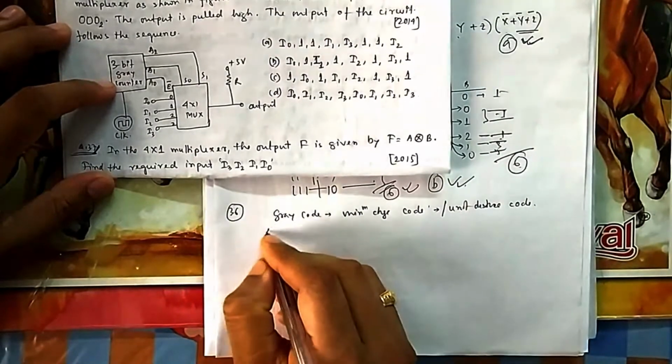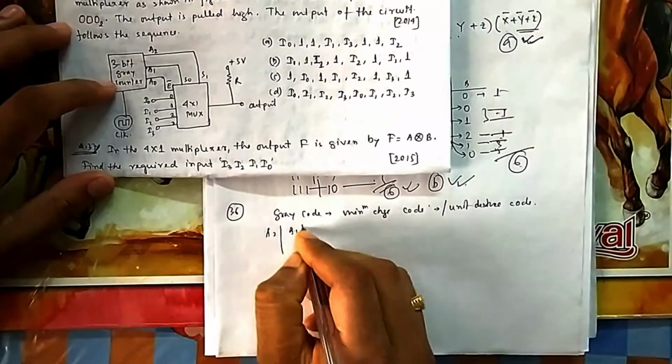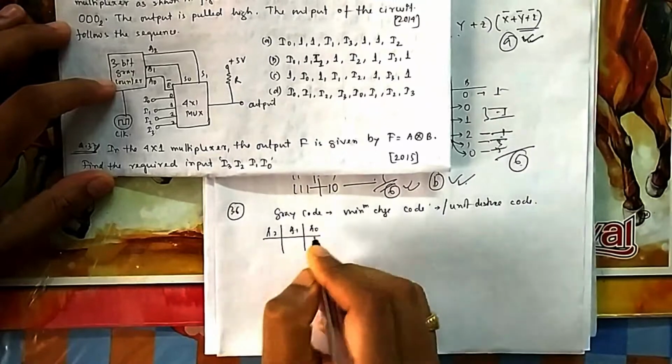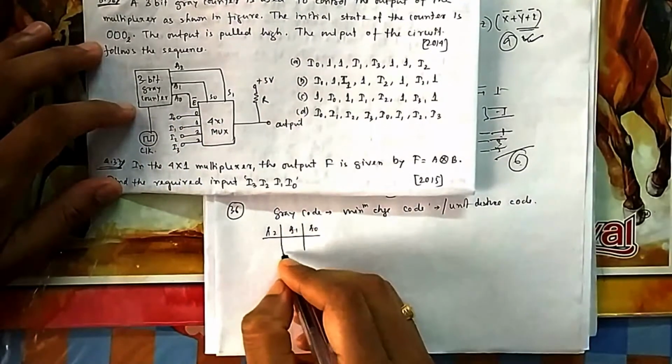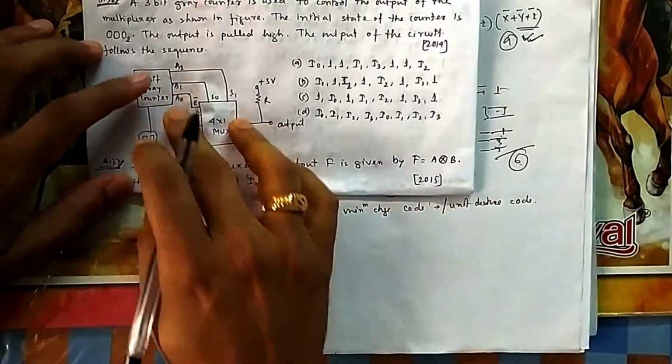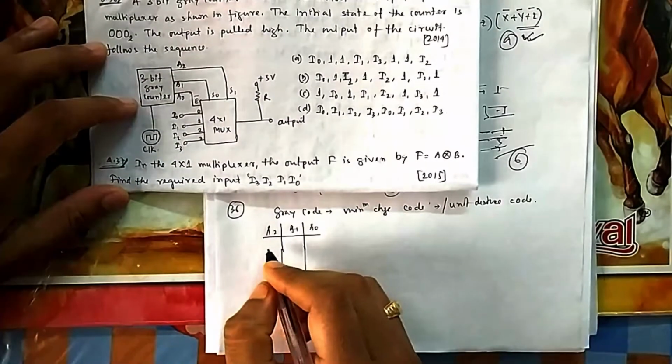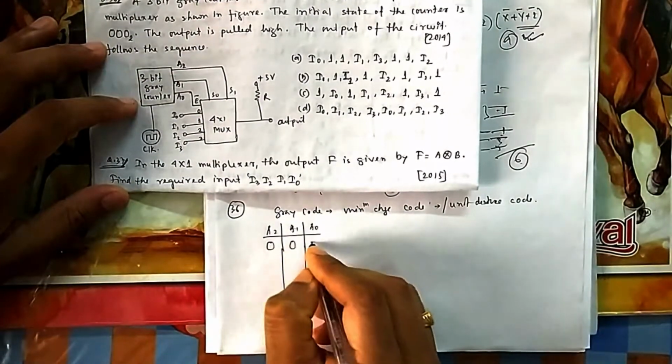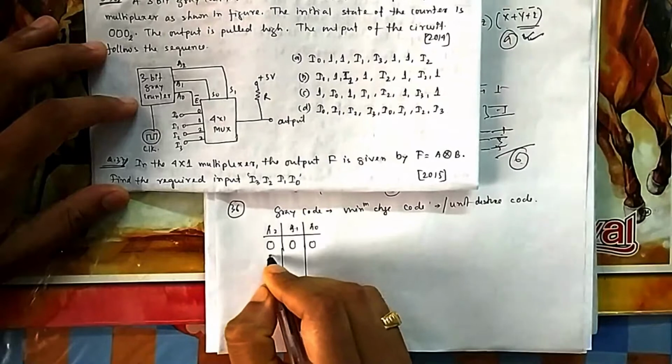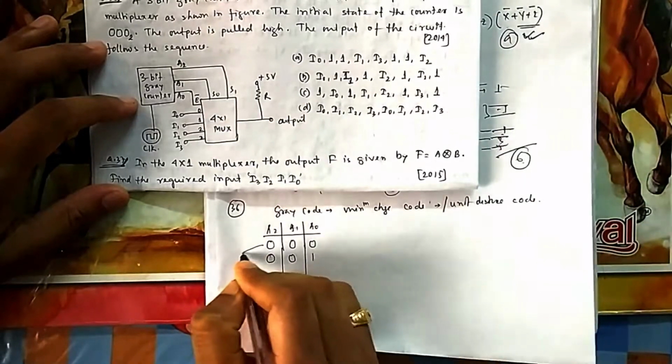So if I start, I will see how my gray counter will look, and how this output or input will work I will see later on. First let me see this output. So the first state is 000. Then what is the second state? It is 001.